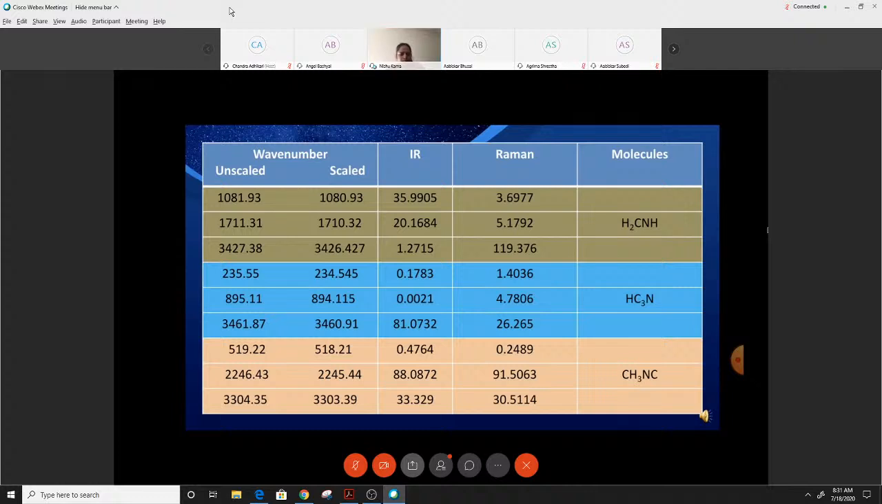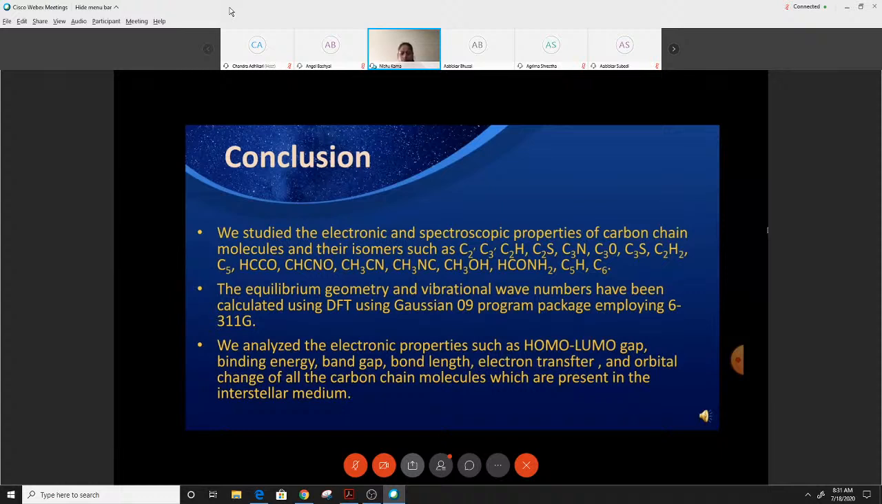The conclusion of this research work is that we studied the electronic and spectroscopic properties of carbon chain molecules and their isomers such as C2, C3, C2S, C3N, etc. The equilibrium geometry and vibrational wave numbers have been calculated using DFT with the Gaussian 09 program package employing 6-311G. We analyzed the electronic properties such as HOMO-LUMO gap, binding energy, band gap, bond length, electron transfer, and orbital change of all the carbon chain molecules which are present in the interstellar medium.